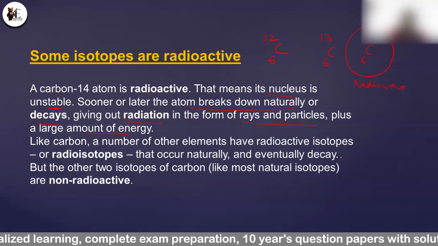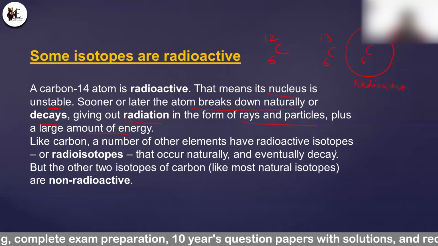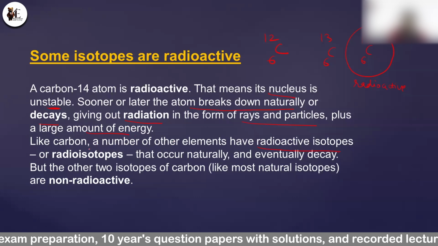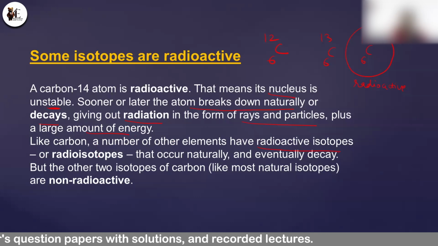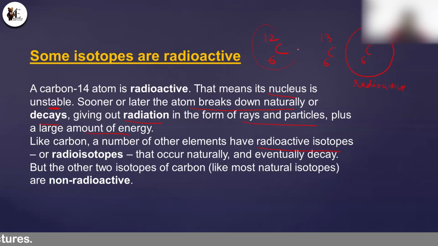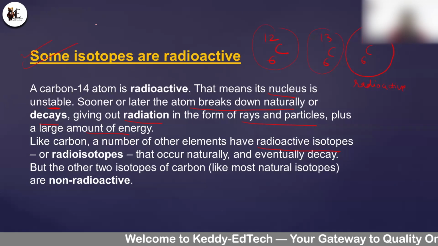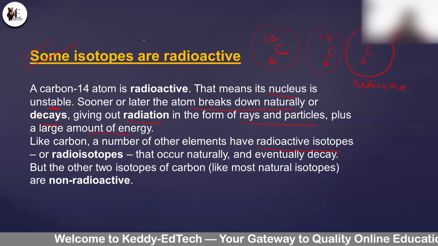Okay, so there are various other elements which act as radioactive isotopes, which are also known as radioisotopes. They decay naturally or artificially. Decay means they break down. Their nucleus will break down and give you a large amount of radiation. But these two, carbon 12 and carbon 13, their nuclei are stable, so they do not decay. So they are not radioactive. Okay, so write down this slide, that some isotopes are radioactive. Example is carbon 14. Carbon 14 is radioactive.